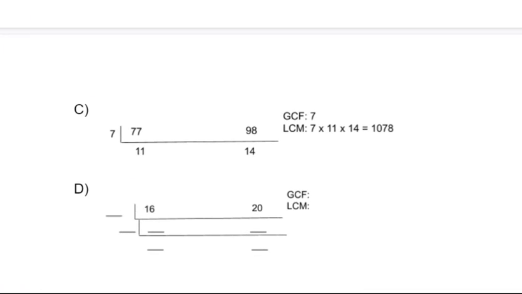For question C and D, again, I've given you the answer for C. So 77, 98, I can divide those by 7. So 77 divided by 7 is 11, and 98 divided by 7 is 14. The greatest common factor, which is the number on the left side, is 7, and the lowest common multiple is 7 times 11 times 14, which is 1078.